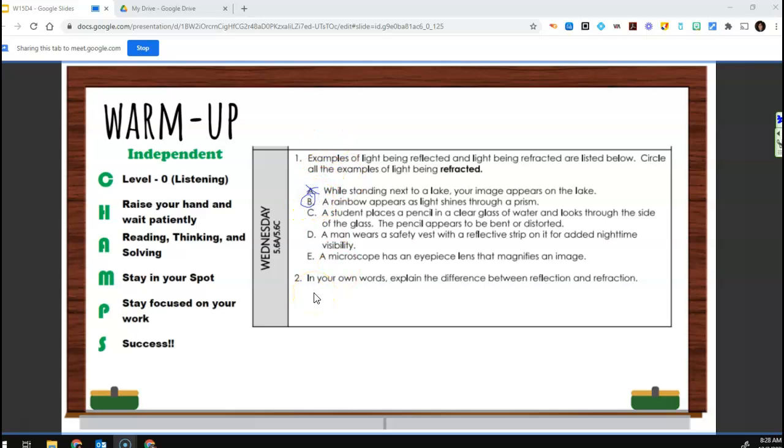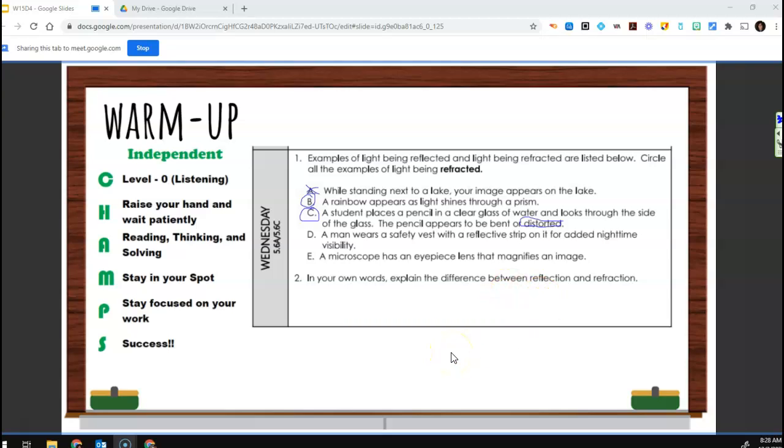C says a student places a pencil in a clear glass of water and looks through the side of the glass. The pencil appears to be bent or distorted. Thumbs up, refracted. Thumbs down, reflected. A couple of you have it right. It is refracted. So we're going to circle that one. Pencil being distorted. The key word there is distorted. If it's distorted or changed, it is a refraction.